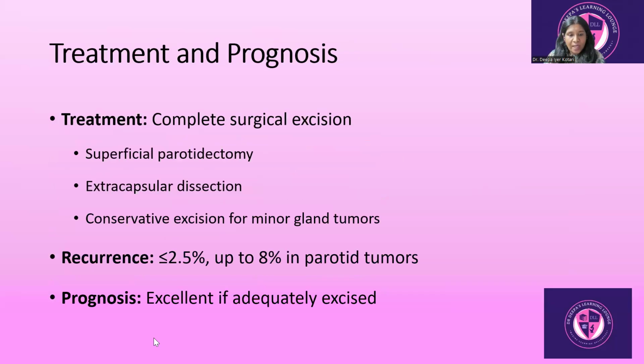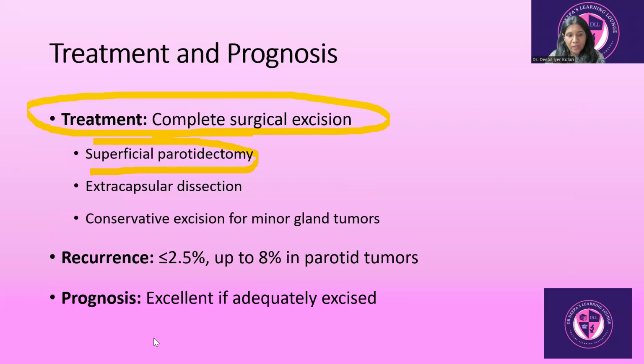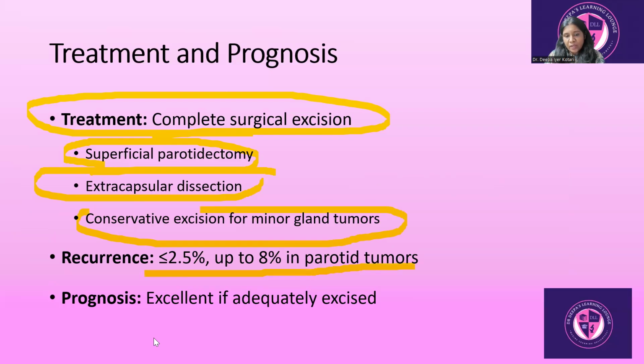So what does the treatment look like? The complete surgical excision is the primary modality of treatment. Sometimes you might do a superficial parotidectomy if you want to spare a bit of parotid, if you are not going to do an extensive surgery, then superficial parotidectomy is also an option. Extracapsular dissection needs to be done. Conservative excision can be done for minor salivary glands. Recurrence rate is less than 2.4% and up to 8% in the parotid tumors. Its prognosis is excellent if it is adequately excised. Okay, enucleation or scooping out of that particular tumor should be avoided because there is high risk of recurrence in case of enucleations.